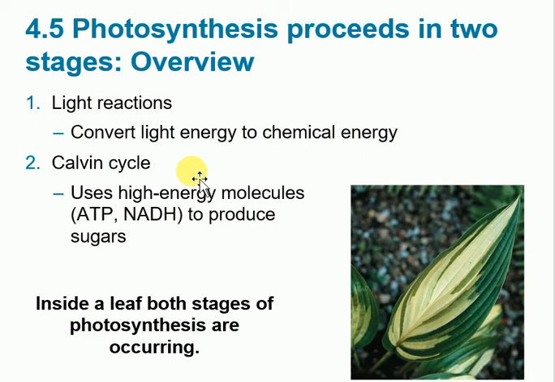So obviously the light reaction is the one that's going to convert solar energy or light energy into chemical energy, and the Calvin cycle is the one that's going to use the products of the light reaction to make sugar. Both of those are happening here, okay, in the leaves.